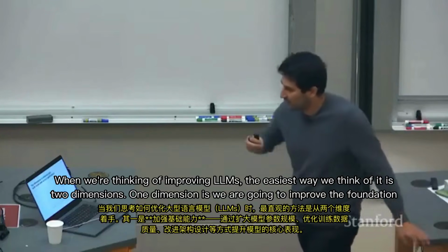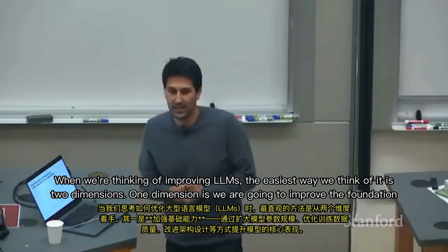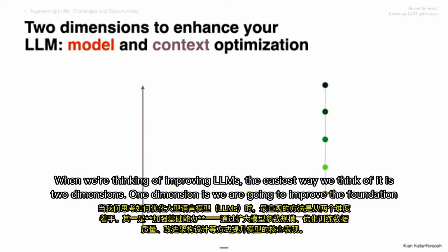Okay. When we're thinking of improving LLMs, the easiest way we think of it is in 2 dimensions. One dimension is we are going to improve the foundation model itself.